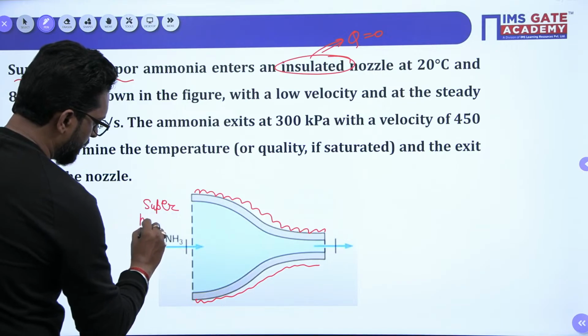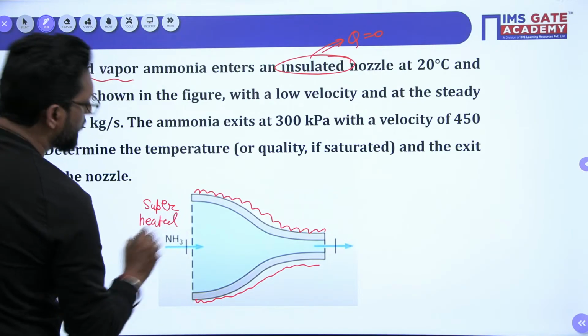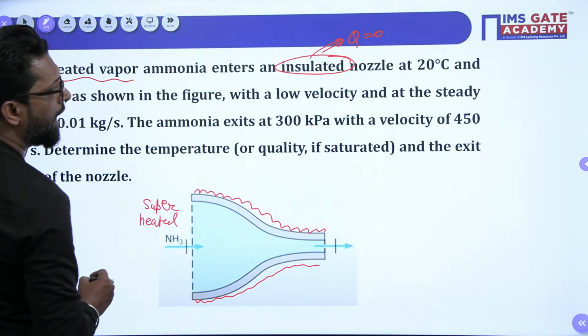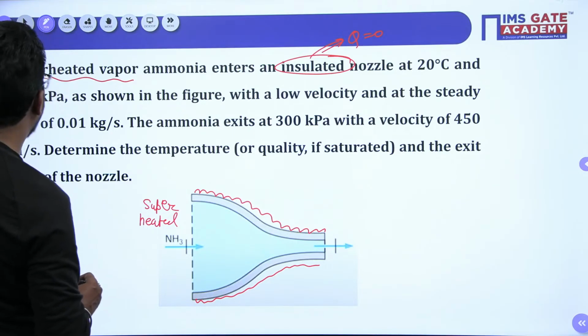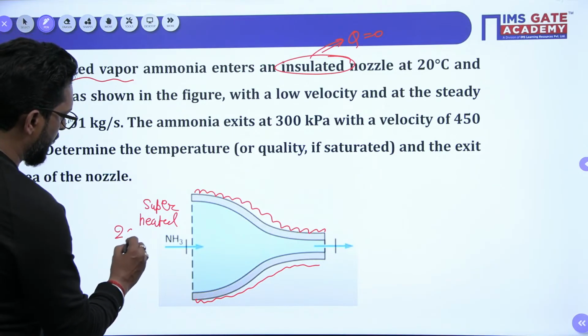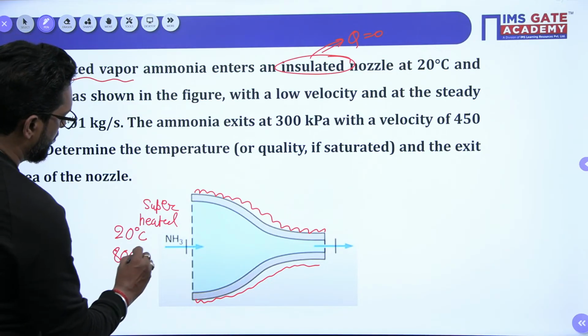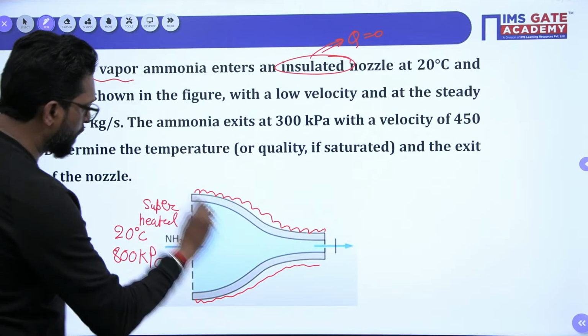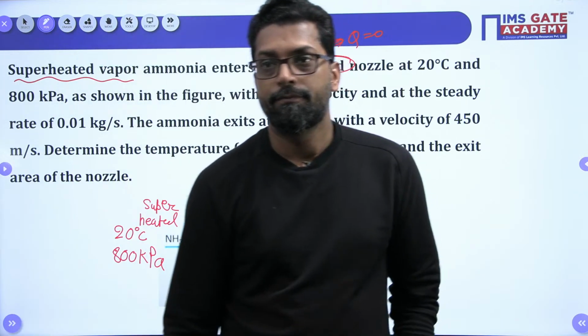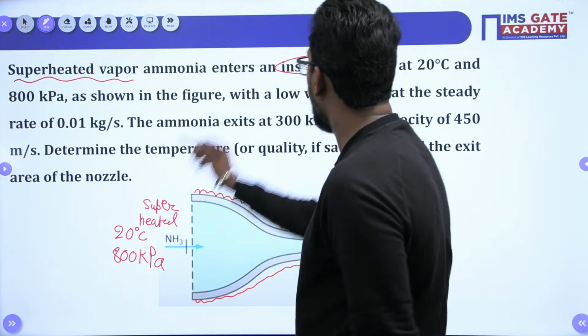Heated ammonia at 20 degrees centigrade and 800 kilopascal. That means very low temperature and very high pressure, 800 kilopascal. This is your superheated condition, okay?